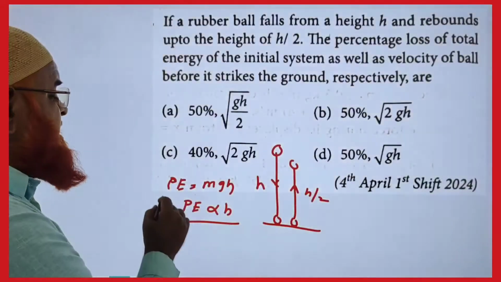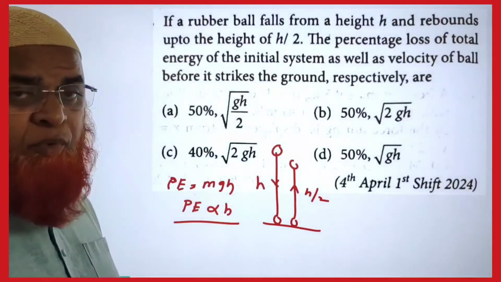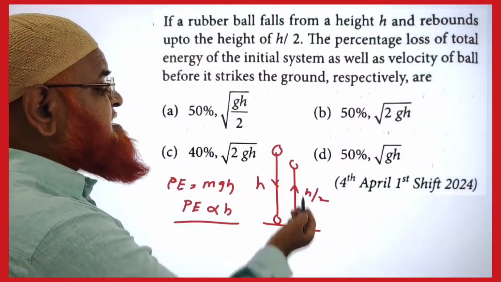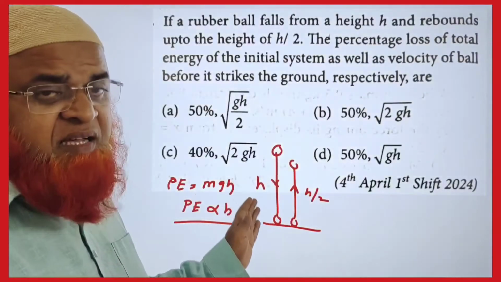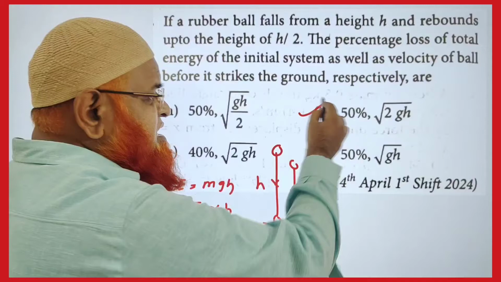And you know, energy is nothing but mgh. Potential energy is directly proportional to height. If it is rising to only 50% of the previous height, that means how much energy is lost? 50% of the energy is lost.